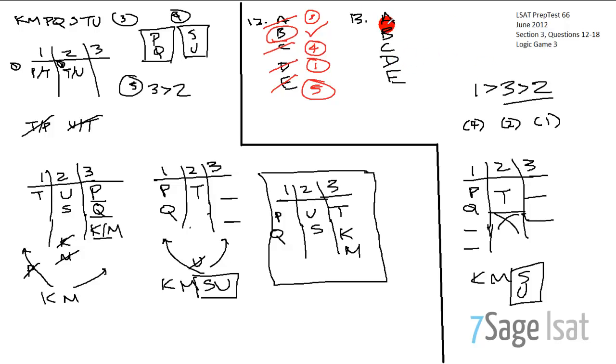Answer choice A. Can K work in zone 2? Nope, because T is the only one who's there. Can M work in zone 2? Nope, for exactly the same reason. Can P work in zone 3? No, he's got to work in zone 1, right?